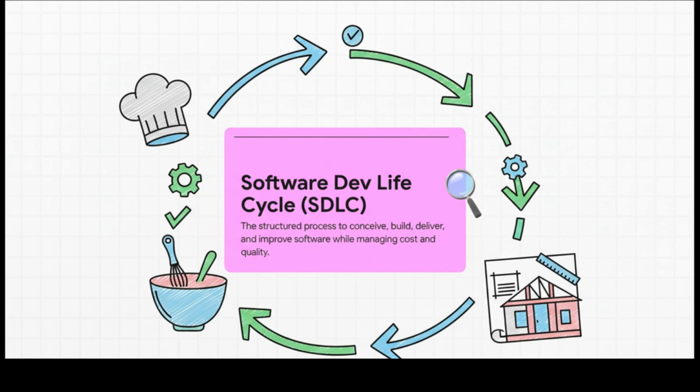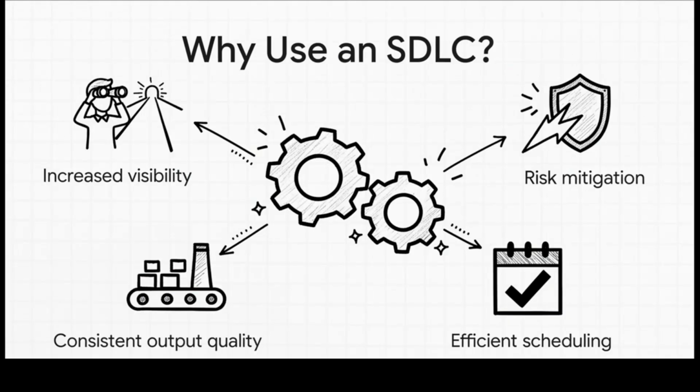Honestly, the best way to think of it is like the master recipe for a complex dish, or the architectural blueprint for a skyscraper. It's a series of repeatable steps that make sure everyone is on the same page and the project stays on track. So why do teams even bother with it? Well, an SDLC gives clear visibility to literally everyone involved, from the developers all the way to the business stakeholders. It helps manage risks, it helps predict costs and timelines, and, this is the big one, it ensures the final product is consistently high quality.